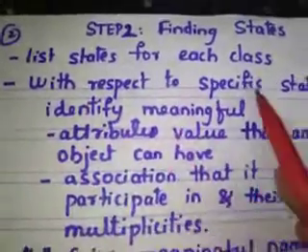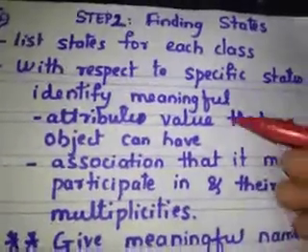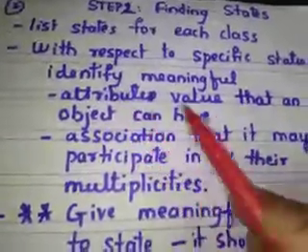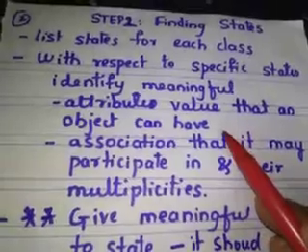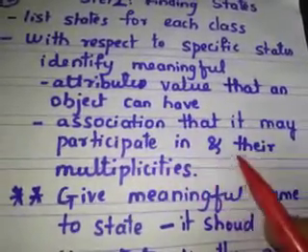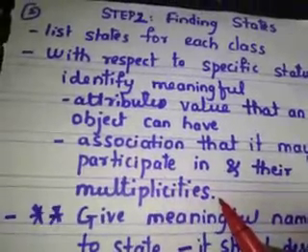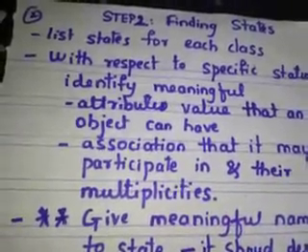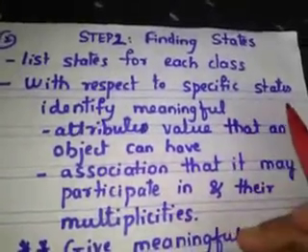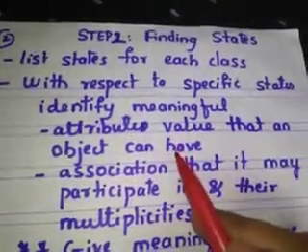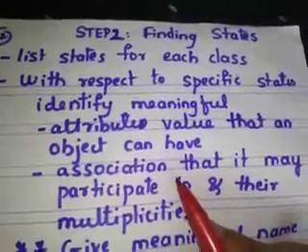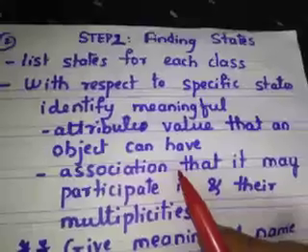Next, with respect to specific states, we should identify a few things. Those identifications are the attribute values that the object may have, the associations that it may participate in, and their multiplicity. When we take the example of an account here, when the state changes, which attributes are being affected and what is the main association when they are being transited.